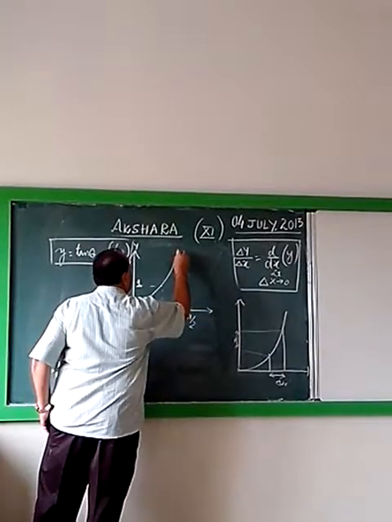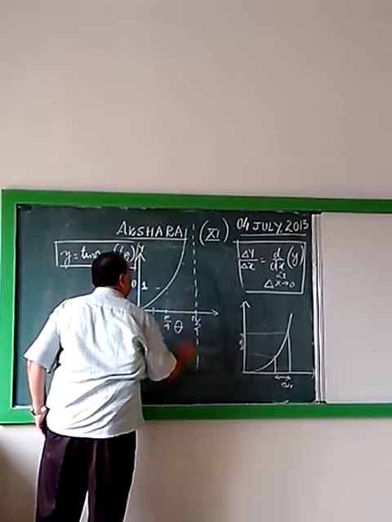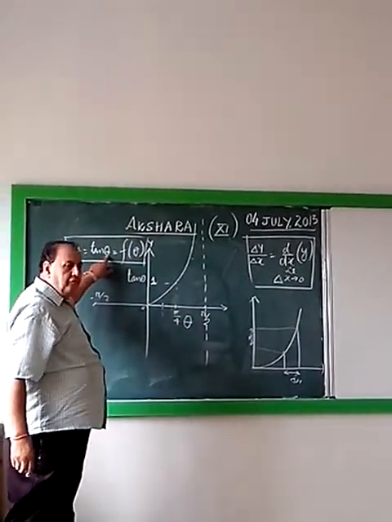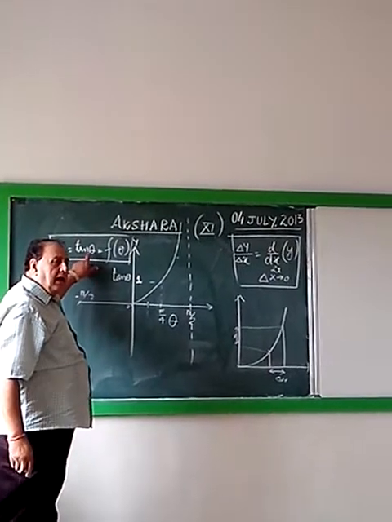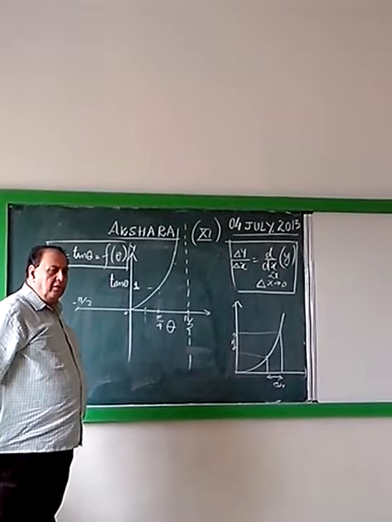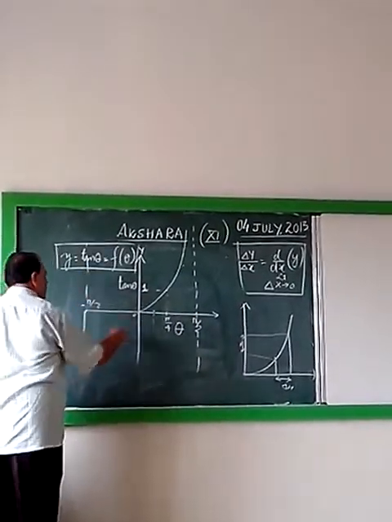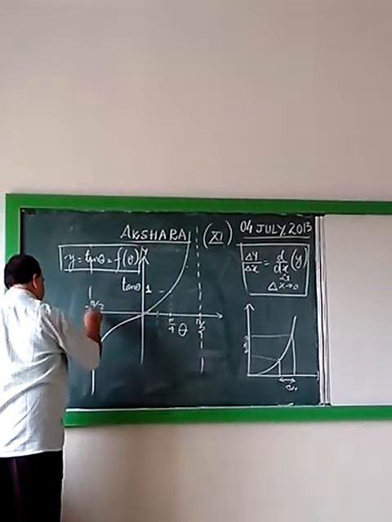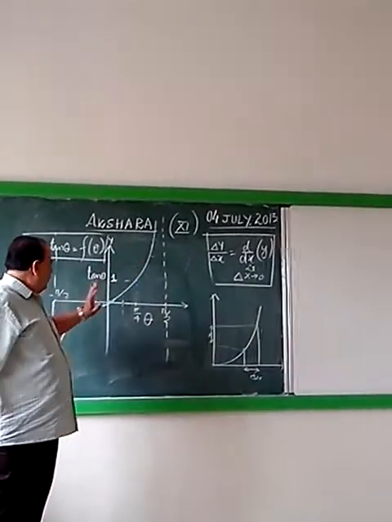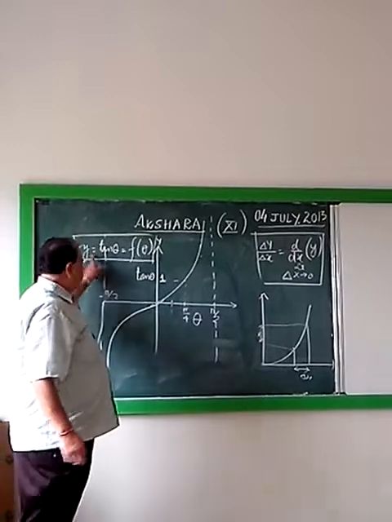And this graph will go like this, and it will never intersect pi by 2. Because when theta becomes 90, tan 90 is what? Infinity. Am I right or wrong? And if you extrapolate the graph on this side, this graph will come like this. It will not stay there. Therefore, the value of tangent depends upon theta by this expression.